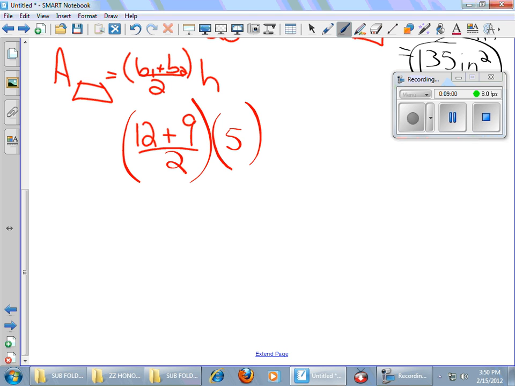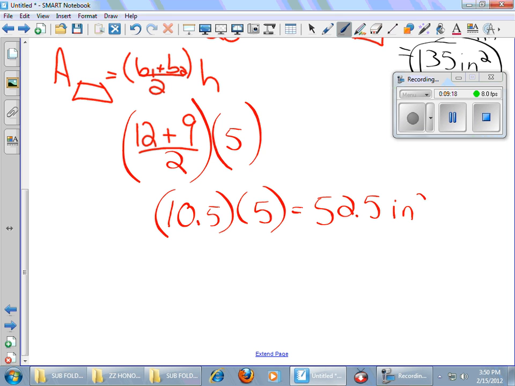Okay, so 9 plus 12 is 21. Half of 21 is 10 and a half times 5. Well, 5 times 10 is 50. A half times 5 is 2.5. So this should come out to be 52.5 inches squared. Okay, so I found the 3 areas.